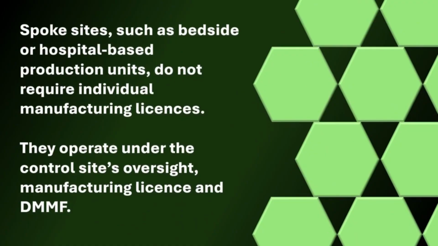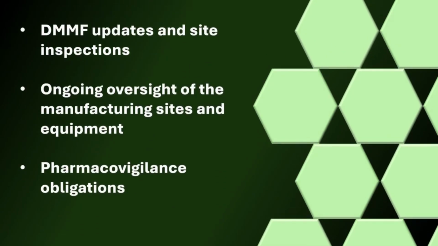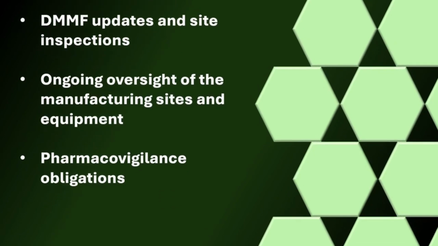Spoke sites, such as bedside or hospital-based production units, do not require individual manufacturing licenses. Instead, they operate under the control site's oversight, manufacturing license and DMMF. Responsibilities of the central control sites include process validation, equipment qualification and maintenance, personnel training for remote locations, DMMF updates and site inspections, ongoing oversight of the manufacturing sites and equipment, and pharmacovigilance obligations.